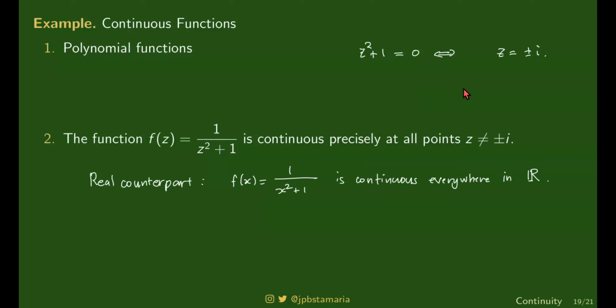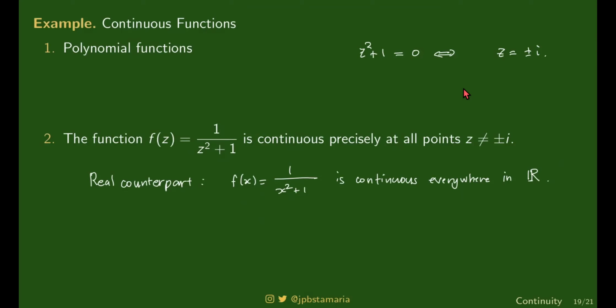Diba? It is continuous anywhere on R, kasi sa real number line, yung x squared plus 1 ay hindi nag-zero. Iba ngayon pag nasa complex plane ka na, kasi this time, even yung x squared plus 1, in this case, z squared plus 1, nag-zero na siya. And it could give us a problem. No? Kaya you are now going to consider all the complex numbers as possibility.